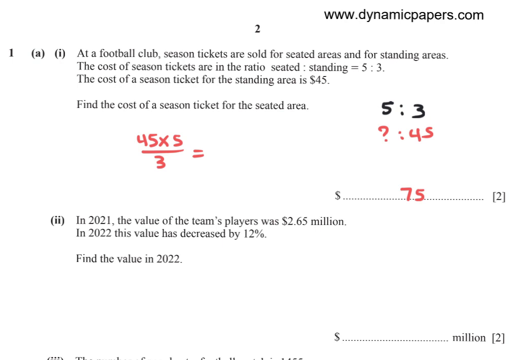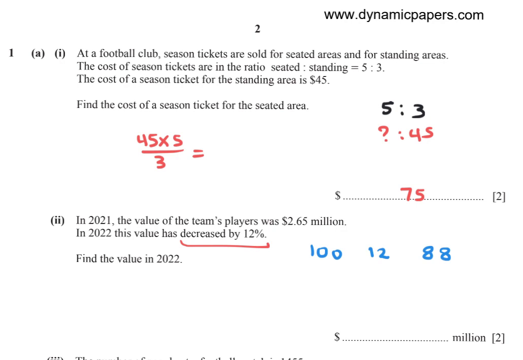Part ii. In 2021, the value of the team's players was $2.65 million. In 2022, the value has decreased by 12%. Find the value in 2022. So decreased by 12%. This means it was 100, decreased by 12. Now 100 minus 12, 88.